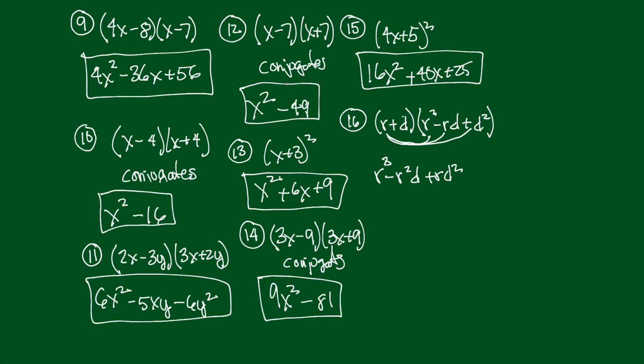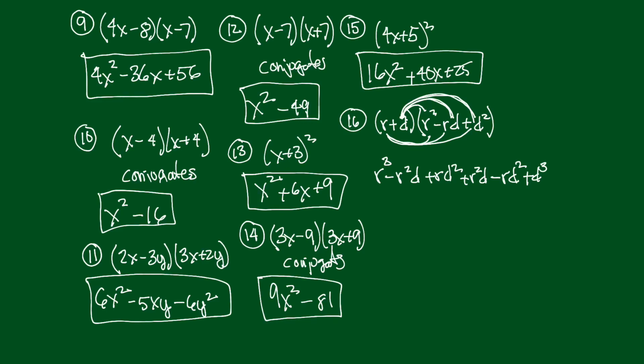So we'll get d times r squared. So I'll get dr squared, or r squared d. All right, so I'll get a plus r squared d. Remember, order doesn't matter. And then I'll get the d times negative rd. So positive times negative is negative. I get r, and d times d is d squared. And then finally, d times d squared is plus d cubed, right? Positive d times positive d squared is plus d cubed.